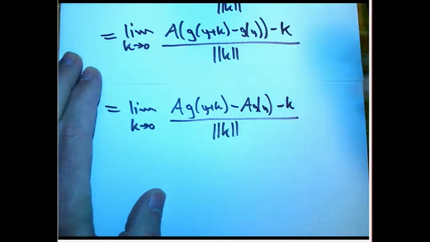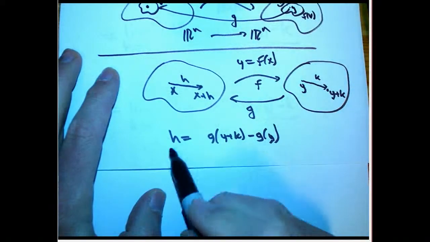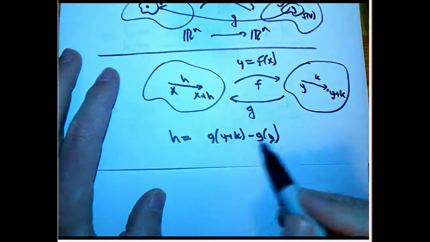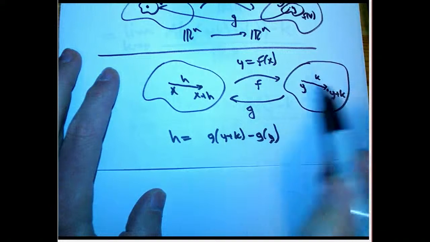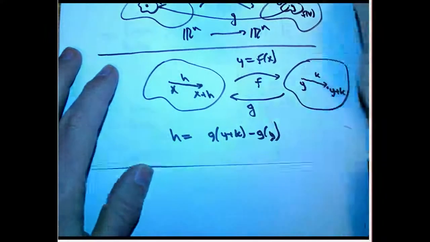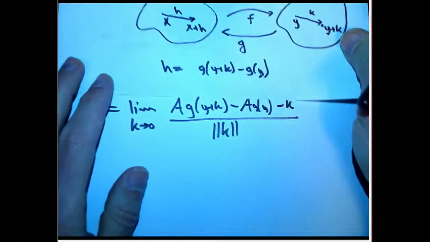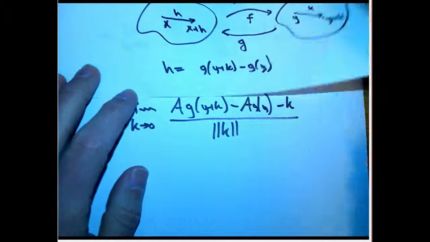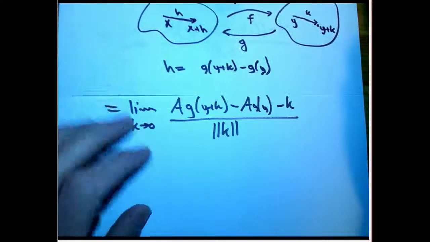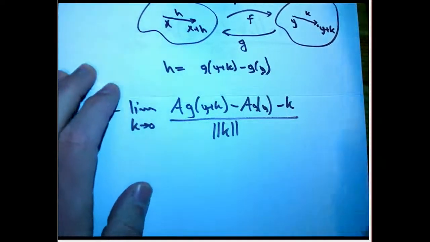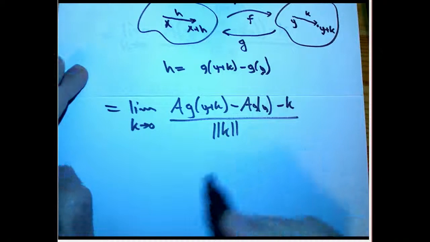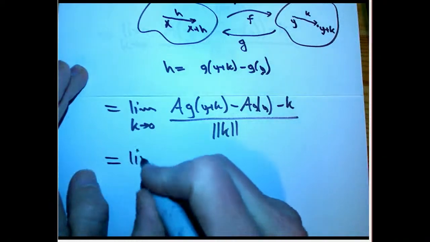Okay, now I'm going to start using my translation picture. Okay, remember that y was equal to f of x. h was defined to be g of y plus k minus g of y, but the main thing is that everything in this picture corresponds to the stuff in this picture. Okay, so let me see if I can have both of these things showing at the same time. I'm not using my usual whiteboard technique here, so it's a little tricky. Okay, that works. Alrighty, so this limit calculation.